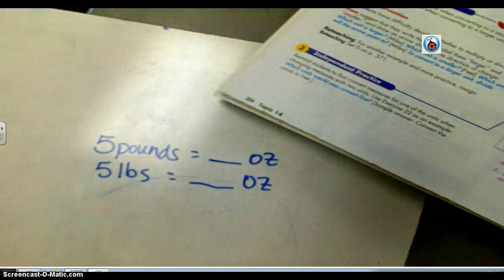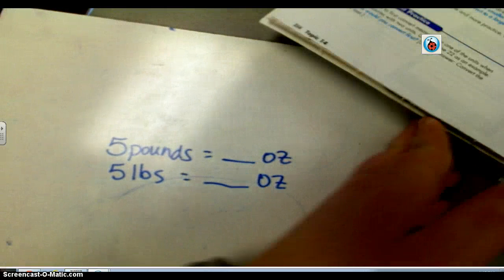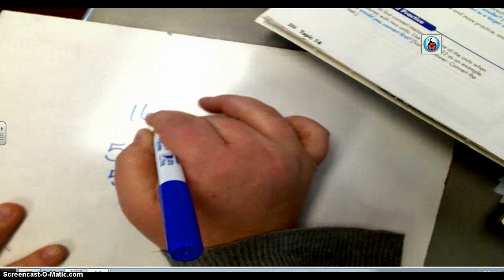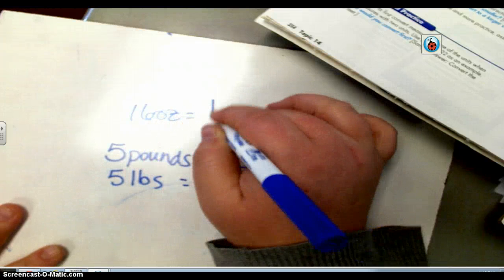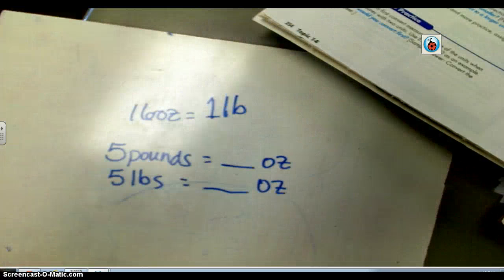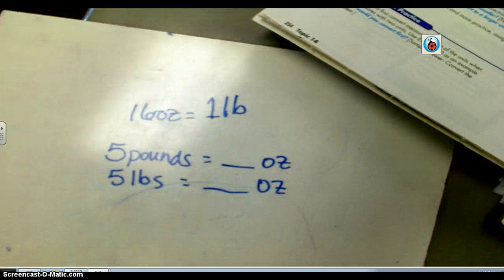Okay, so the first thing that I have to think about when I'm doing this conversion, if I'm talking pounds, am I talking weight or am I talking volume? I'm talking weight. So, how many ounces are in 1 pound when I talk about weight? 16 ounces, right? 16 ounces equals 1 pound. It tells me that on the sheet.